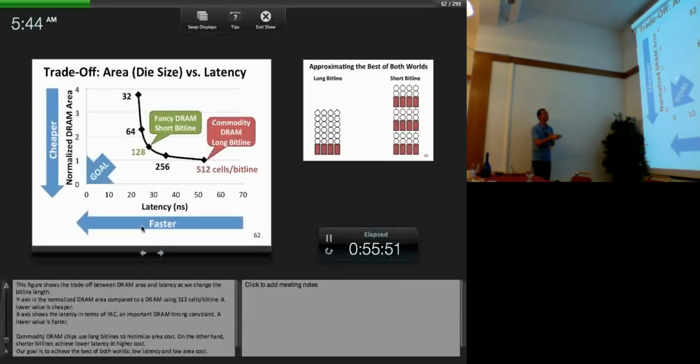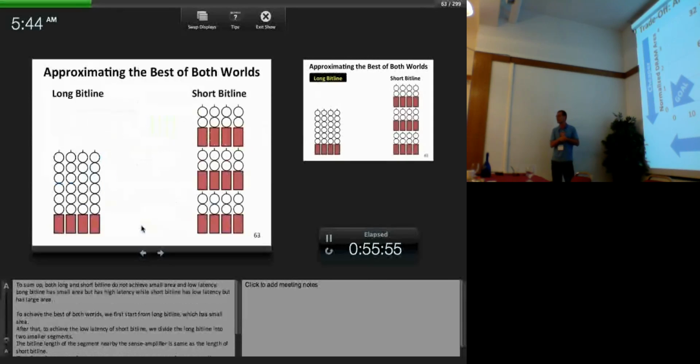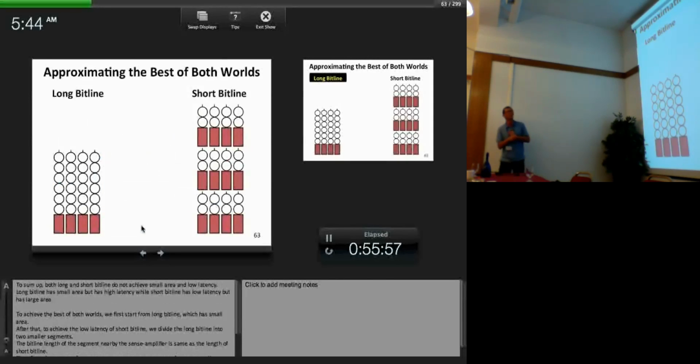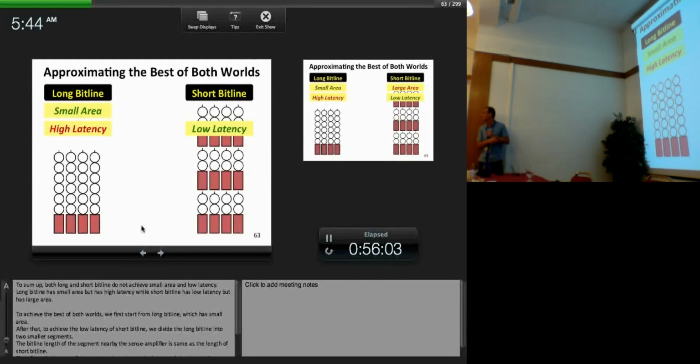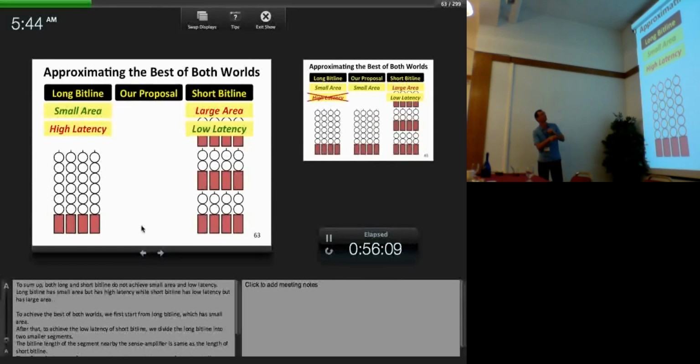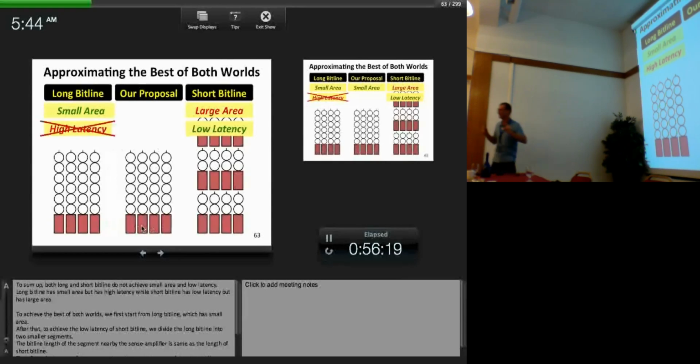So our goal is to achieve something over here, basically. And we're going to try to do that. We're going to approximate the best of both worlds. So how do you approximate the best of both worlds? Remember, long bit line has small area but high latency. Short bit line has low latency but large area. We're going to try to get the green without the red. Or we're going to try to avoid the red somehow. If you want to get only the green but not the red, that's magic, I think. It's very difficult to design that kind of memory.